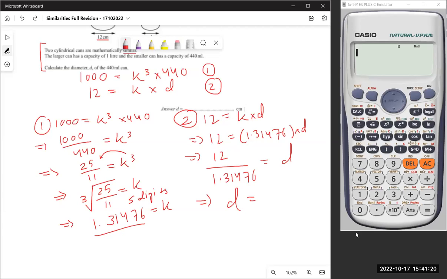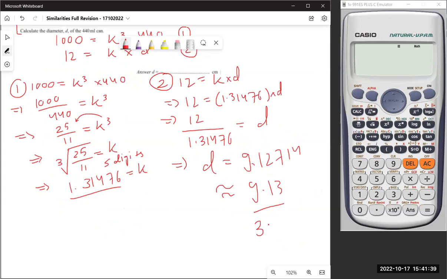No, sir. Now, what is the value of D? Diana, tell me. 9.12714. But the final answer should only be 3SF. So we'll write 9.13.